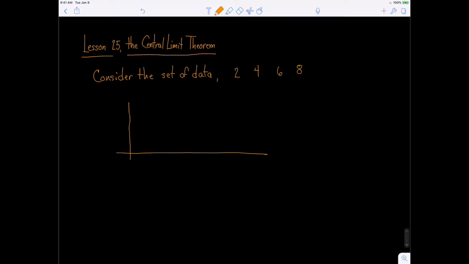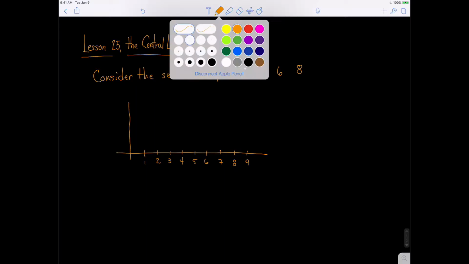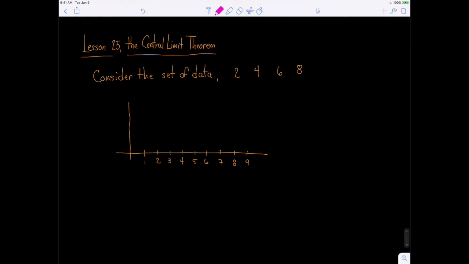So here we go. Here's 1, 2, 3, 4, 5, 6, 7, 8. I'll even go to 9. I'm going to label all of these. And since our data is even numbers, notice that my boundaries between 2 and 4 would have to be right in between, so that would be 3. And they each occur just one time.